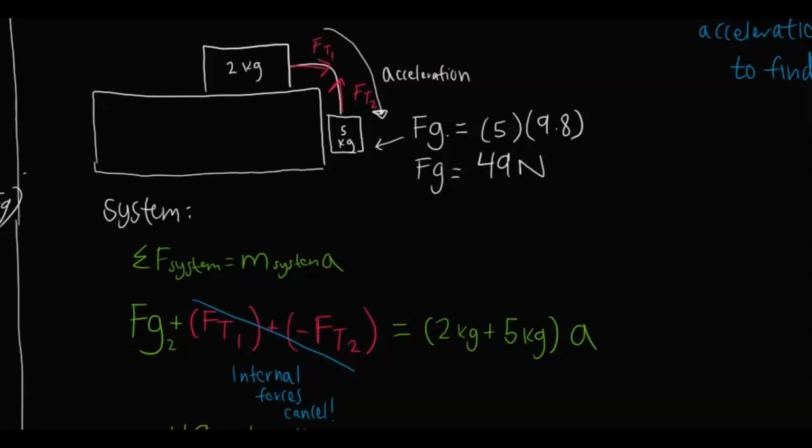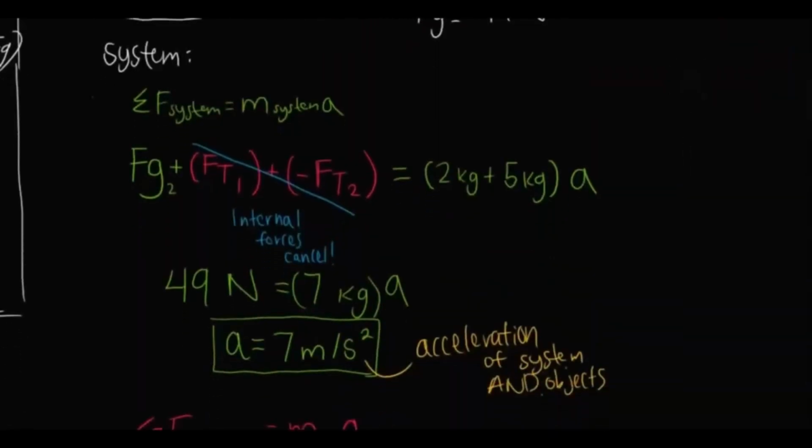Internal forces of tension cancel out, and the mass of the system would be the total mass, so we have the 2 kilogram and the 5 kilogram. And so we can calculate that the acceleration is 7 meters per second squared. Since it's moving as a unit, that's the acceleration of the system and the objects inside.